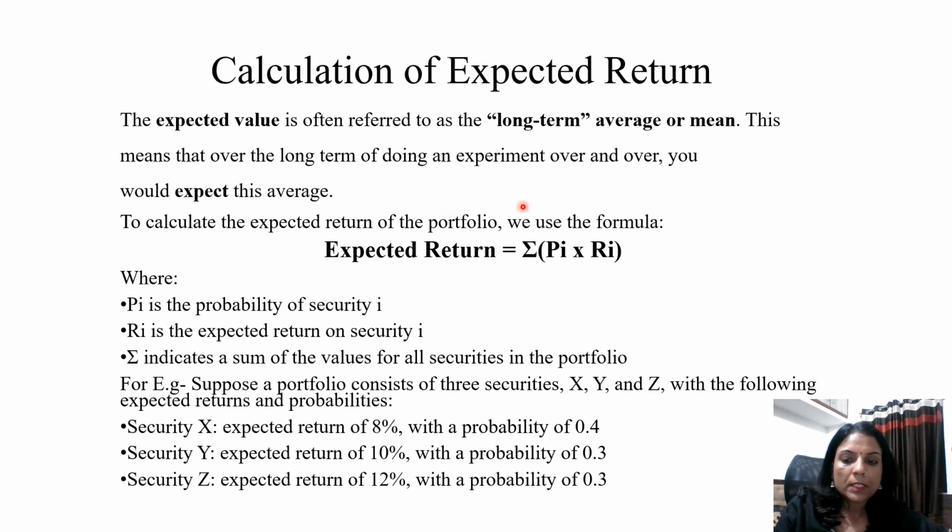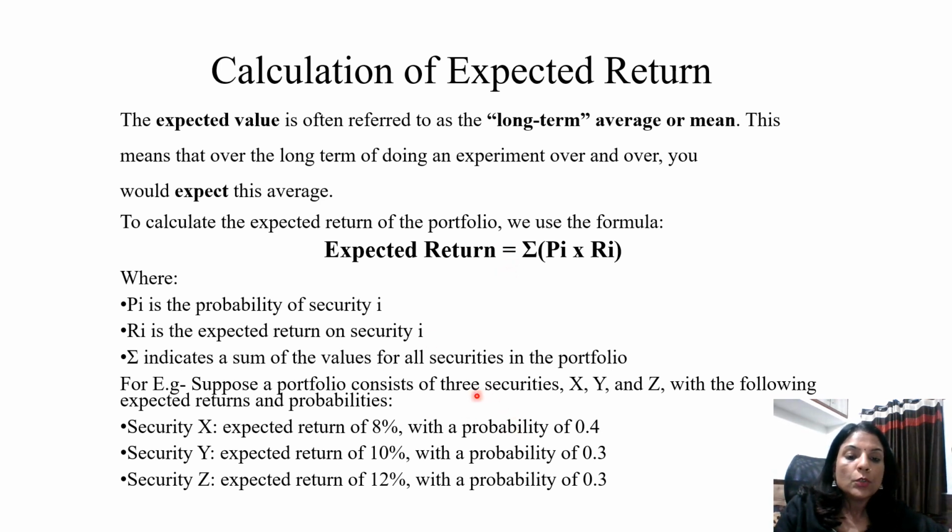The formula of expected return is the summation of P into R, where P is the probability of the different securities and R is the return on the different securities. So expected return is calculated based on this formula, that is, the summation of probability multiplied by return. Now we will understand this formula with an example.